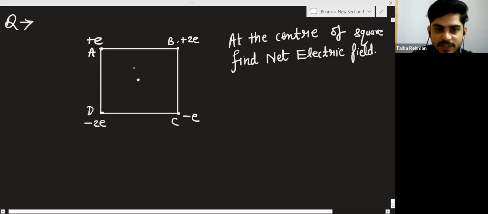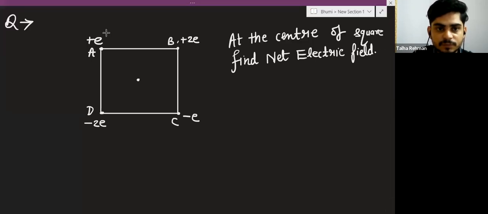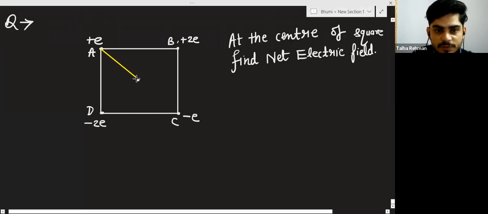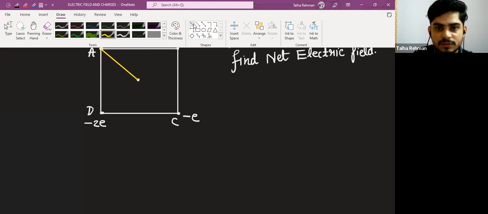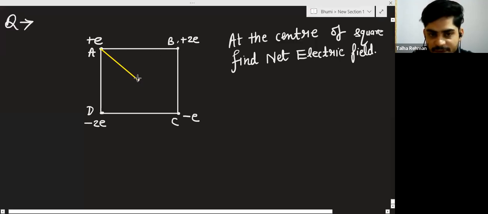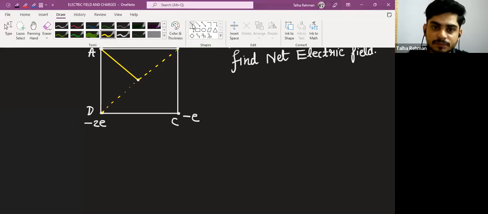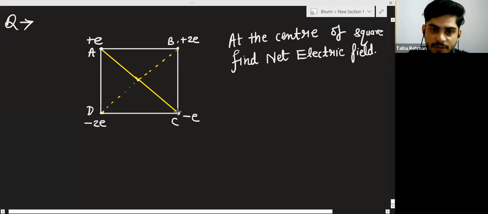Due to the charge at A, the distance between this point and the charge at A is this distance. We have to find the electric field at this point due to this charge. So this is the distance from here, the distance between this point and this charge.